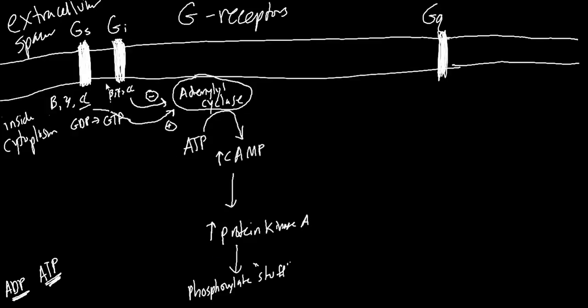So that's the GI-GS. GS, you're going to have stimulating adenylyl cyclase. That's going to stimulate cAMP production. That's going to increase your protein kinase A. When you hear protein kinase, I don't care if it's type A, type B, type C, type Z. Think phosphorylate stuff. That's it. Basic.